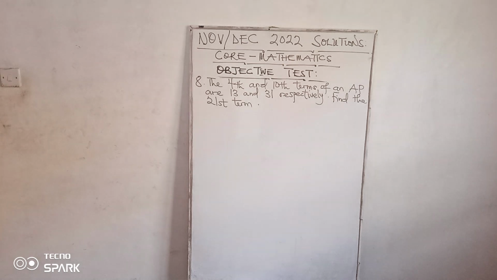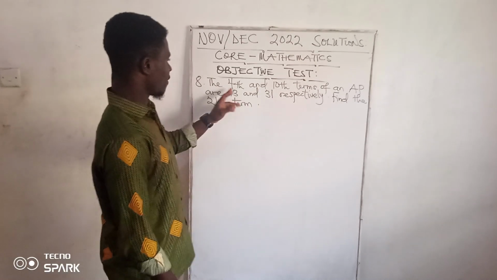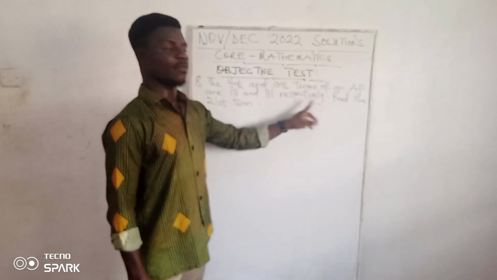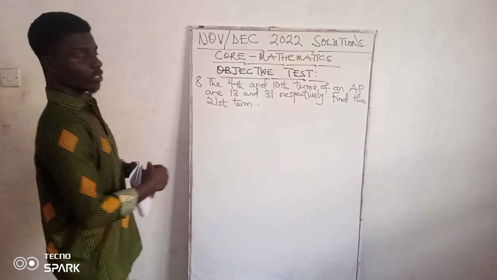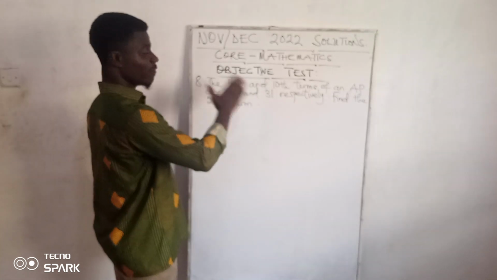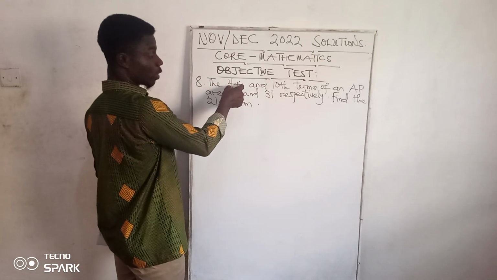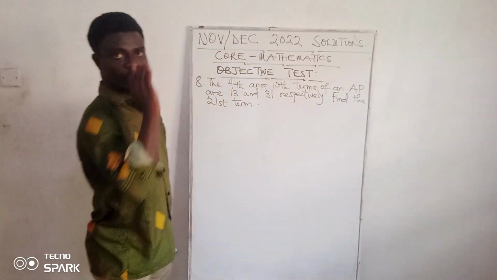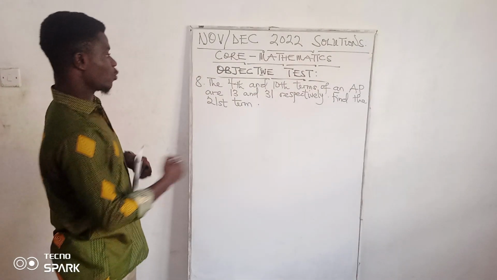All right, so let's see. The fourth and 10th terms of an AP, that's an arithmetic progression or a linear sequence, are 13 and 31 respectively. Find the 21st term. Respectively means what? With respect to everything inside here, which means 13 is for what? The fourth term. 31 is for what? The 10th term. So which means what? With respectively, right? So now let's see.